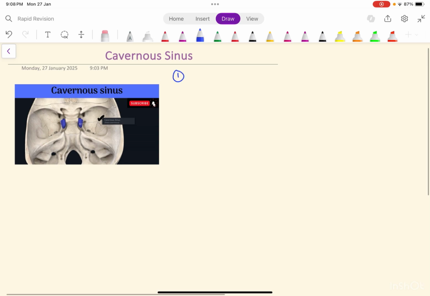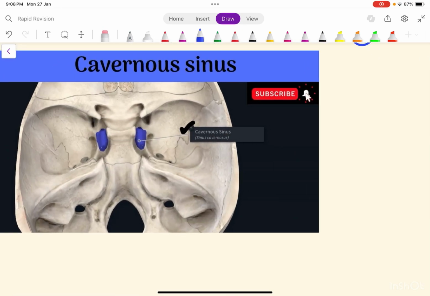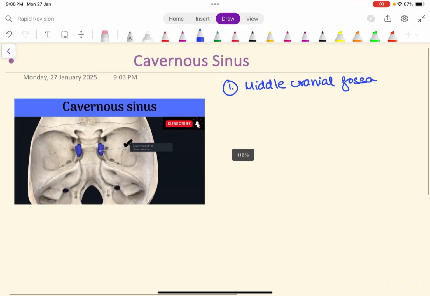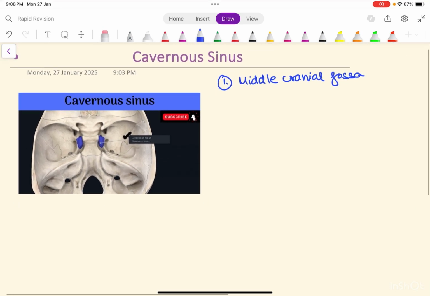First of all, you should know that the cavernous sinus is located in the middle cranial fossa. Now I want you to look at this picture and see the blue shaded part. That is the cavernous sinus we are talking about in this whole video. This is the anterior cranial fossa, this is the middle cranial fossa, and this is the posterior cranial fossa. So obviously it is lying in our middle cranial fossa.